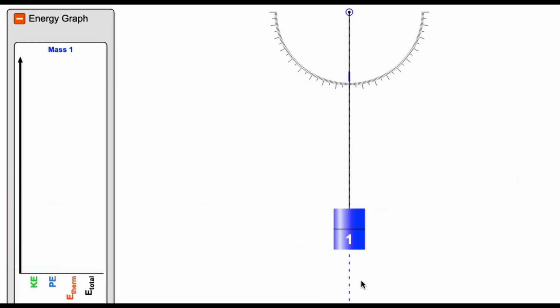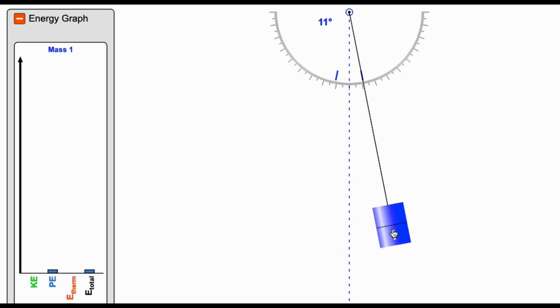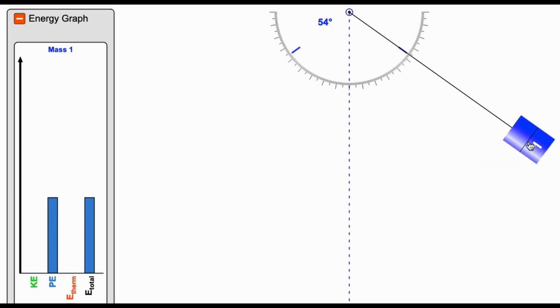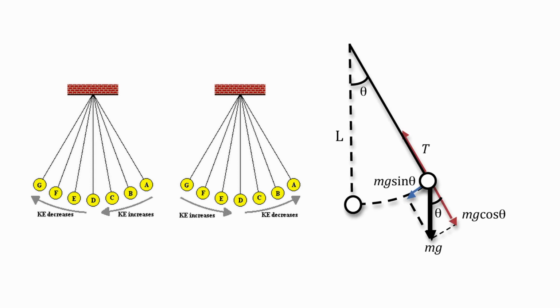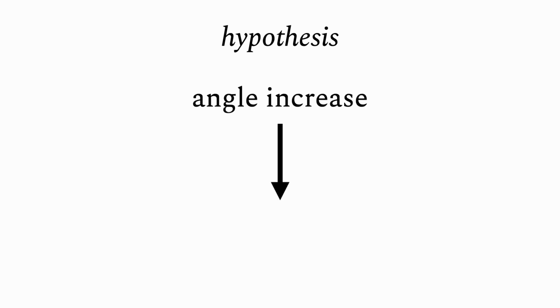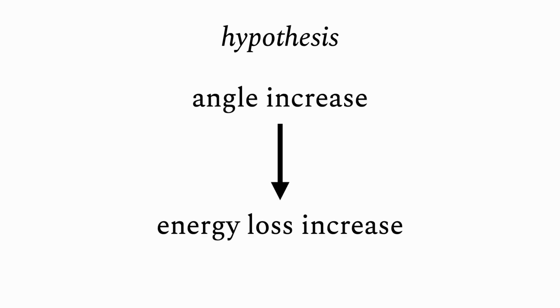When we originally hung the pendulum, there is no net energy. However, when we move to a pre-swinging position, we put in energy, which the pendulum converts to KE, or kinetic energy, and then back to PE, or potential energy. Our hypothesis for this experiment is that as the angle increases, the energy loss will also increase.